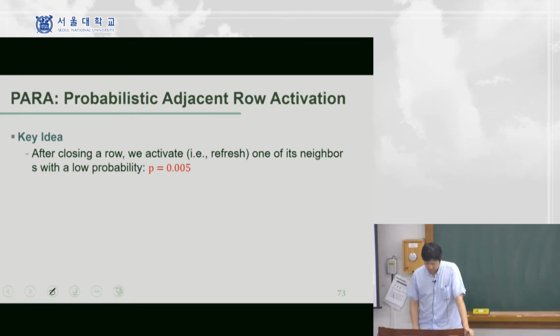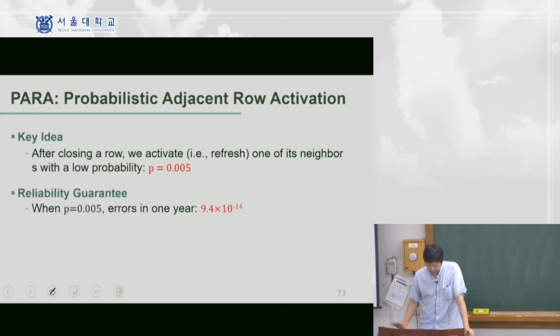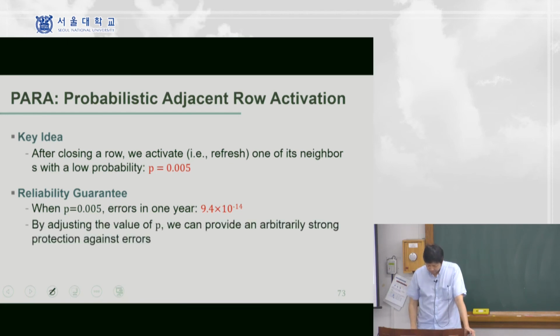So we activate one neighbor row with a probability. For reliability guarantees, when p equals 0.005, the probability of errors happening in 1 year is about 9.4 times 10 to the power minus 14, which is really low. So even though you have a very low p, the chance of error becomes significantly low. Also, by adjusting the value of p, we can provide arbitrarily strong protection against error. Let's say, what happens if p is 1?